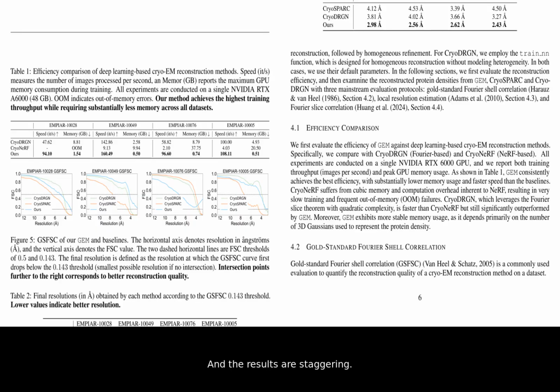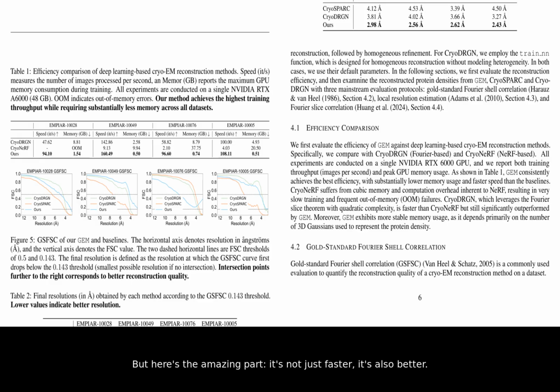And the results are staggering. As you can see in this table, GM is dramatically more efficient than its competitors. It trains up to 48 times faster and uses up to 12 times less memory. One of the competing methods even ran out of memory completely during testing.